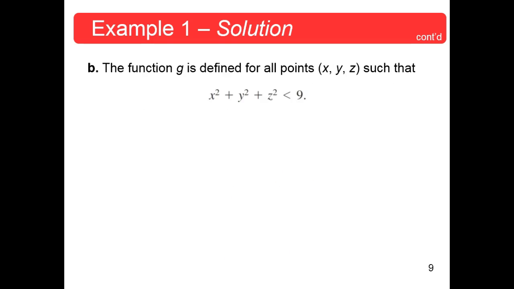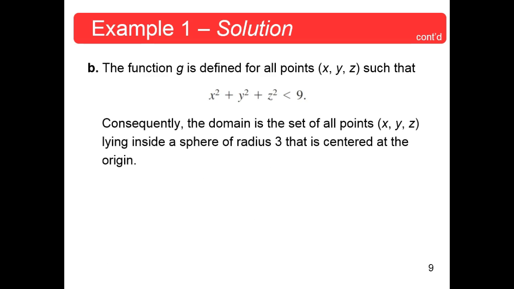Okay, and then the second one, the function is defined for all points such that, and they rearranged it already and left off the equal sign because it was in the denominator, so it can't be equal to 0, it has to be greater than 0, and when you switch it around, that puts this thing. Well, that's the interior of a sphere of radius 3. The domain is the set of all the points lying inside a sphere of radius 3 that is centered at the origin.